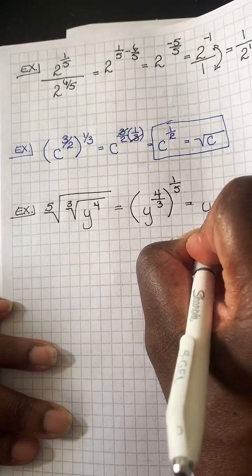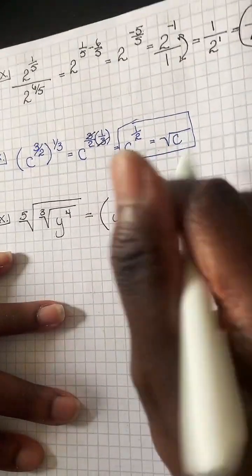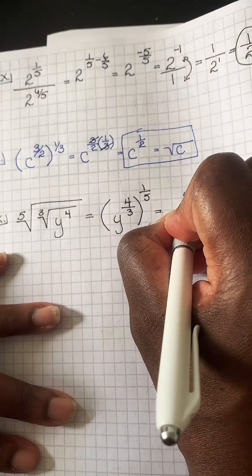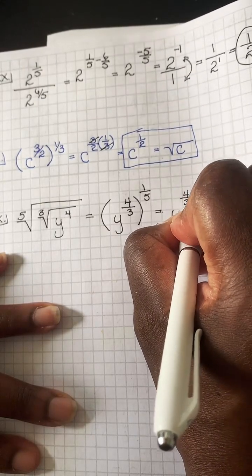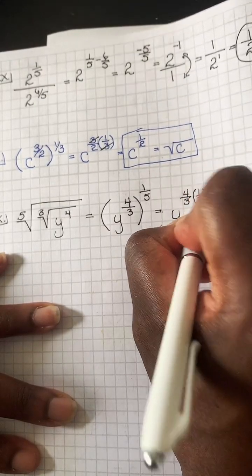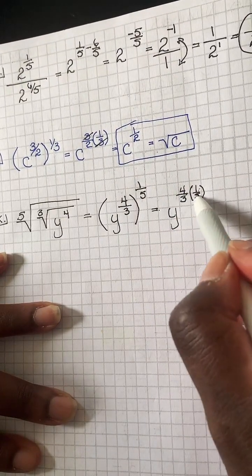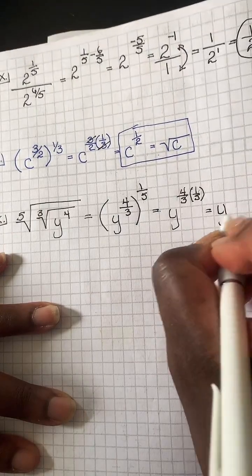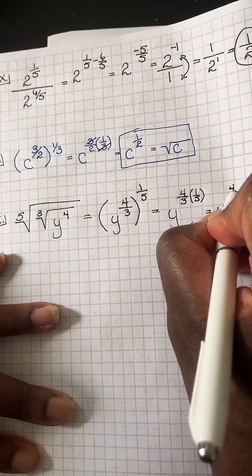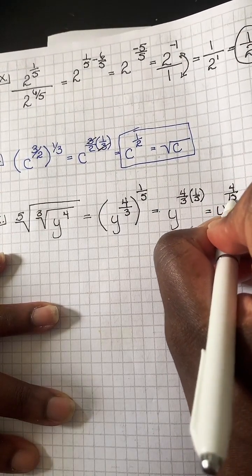So we have our y. Then we have our 4/3 times our 1/5. So we don't have anything to cross simplify. So our answer will be y raised to the 4/15.